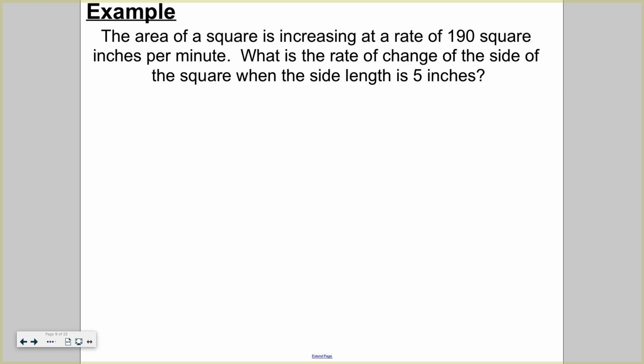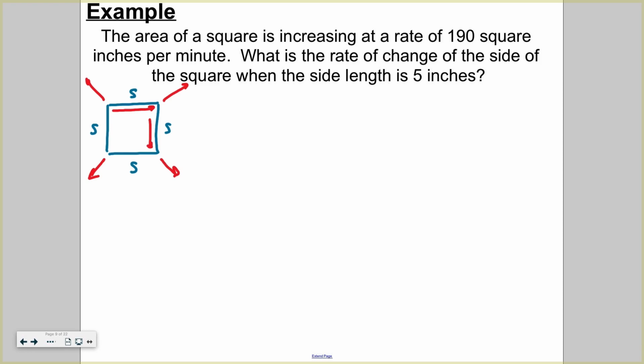Alright, so just like before, I'm going to draw a picture. And we basically have a square here. And what do we know about the sides of a square? Well, we know that the sides of the square are all equal. So side, side, side, side. And again, we're told the area of the square is increasing. So we can draw our little red arrows. And since the area of the square is increasing, the sides also have to be increasing.